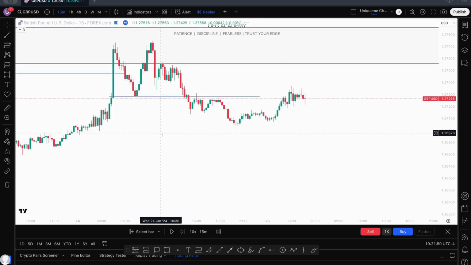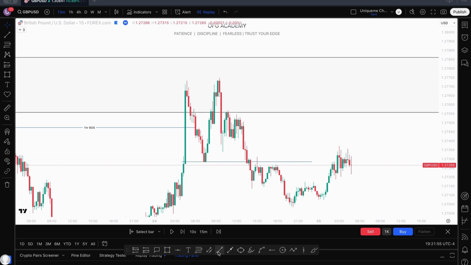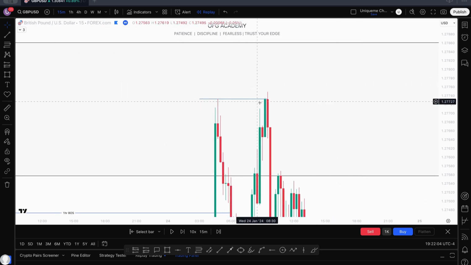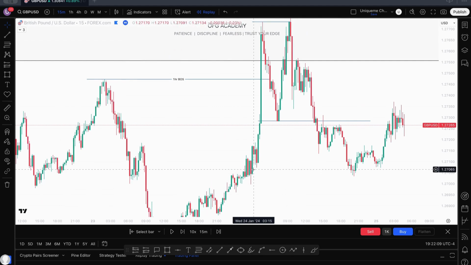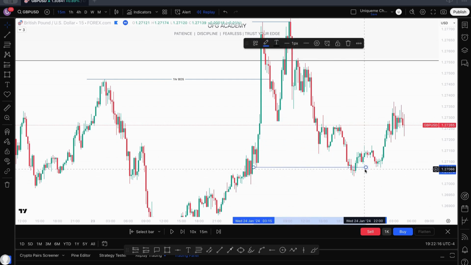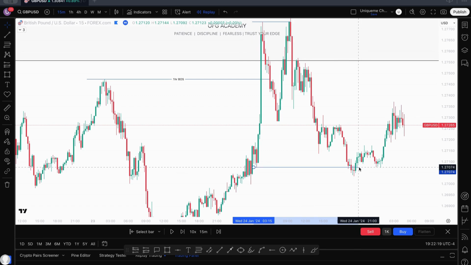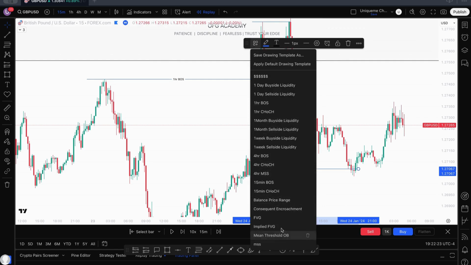I can go as low as 15 minutes just to get a brighter picture of what I am looking for. And I'll draw my own line here to see if it looks like range liquidity. And what do I see? I see a break of structure with a body. This came out with a wick. But what do I see? There's a swing point here that came out with a body, signaling to me what? A change of character.